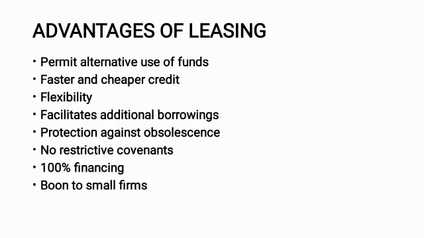Let us try to understand the advantages of leasing. The first advantage is it permits alternative use of funds. Leasing arrangements provide the firm with the use and control over the asset without incurring huge capital expenditure. The firm is required only to make periodical rental payments. The next advantage is faster and cheaper credit. The lease permits firms to acquire new equipment without going through the normal scrutiny procedure. Hence, acquisition of an asset under a leasing arrangement is cheaper and faster than any other source of finance.